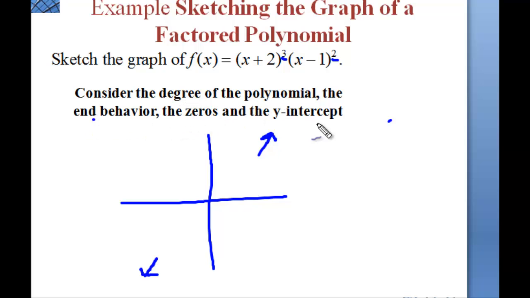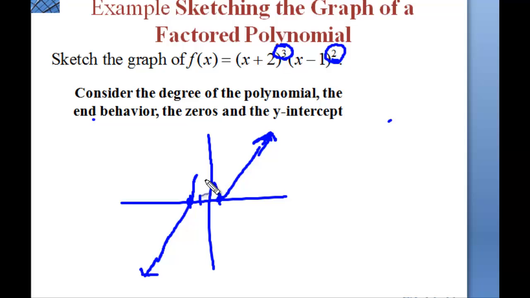The zeros will be at x equals negative 2 and x equals positive 1. x equals negative 2 is a 0 of odd multiplicity. That means that it will cross the axis at that point. And x equals 1 is of even multiplicity, so it will not cross the axis at that point. It will come down and just touch it.